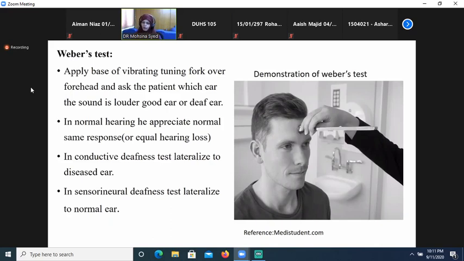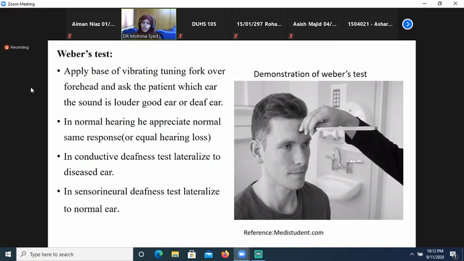When you perform all the three, whisper, Rinne, and Weber's test, after interpreting the results of all the three, you are able to tell whether the patient has a conductive deafness or a sensory neural deafness. When the air conduction is better than bone conduction and the Weber's is lateralized to the normal ear, it is said to be sensory neural deafness. And if the bone conduction is better than air conduction and the Weber's test lateralizes to the diseased ear, it is said to be a conductive deafness.